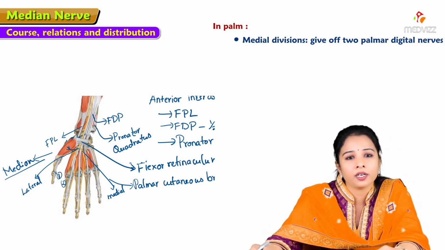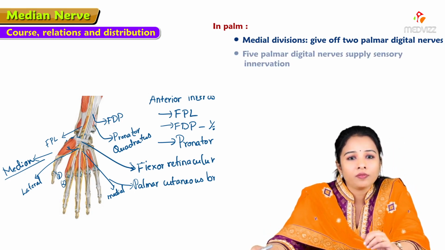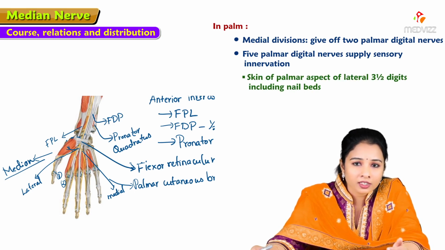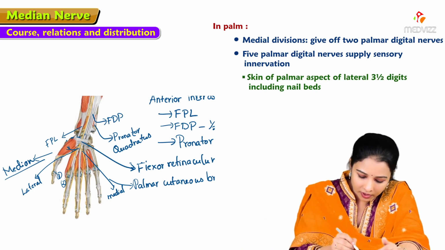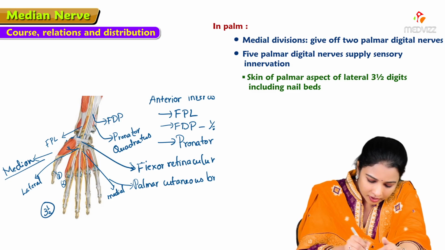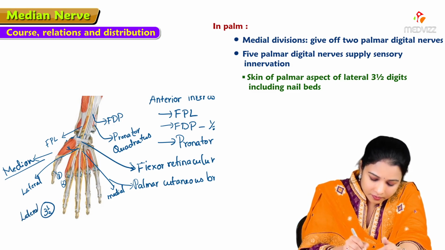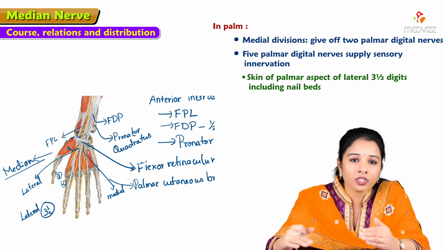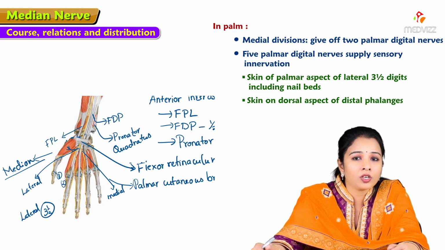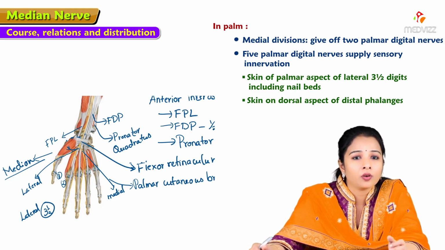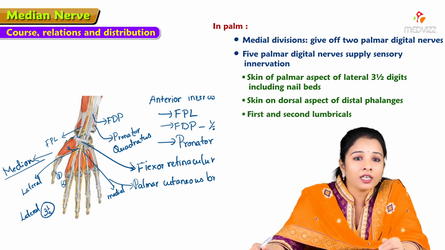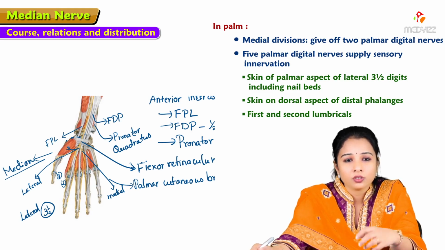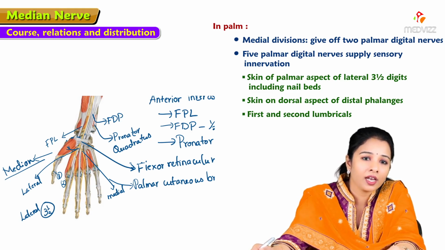2 palmar digital branches. And the 5 palmar digital nerves supply the sensory innervation to the skin of the palmar aspect of lateral 3½ fingers. So we can remember as 3½ fingers from lateral side, which are supplied by the median nerve including the nail beds. On the dorsal side also it includes the nail bed, skin on the dorsal aspect of the distal phalanges, and it also supplies first and second lumbricals within the hand. So within the hand it supplies first and second lumbricals. So that is the nerve supply of the median nerve in the hand.